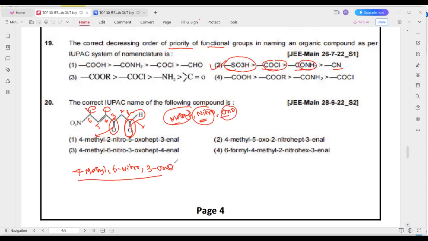After that, you should worry about the word root. 7 carbons are there, hept. And there is a double bond, 4-ene. And then aldehyde. The aldehyde will always be on the first carbon, so you need not mention the one. So this is what the naming is.